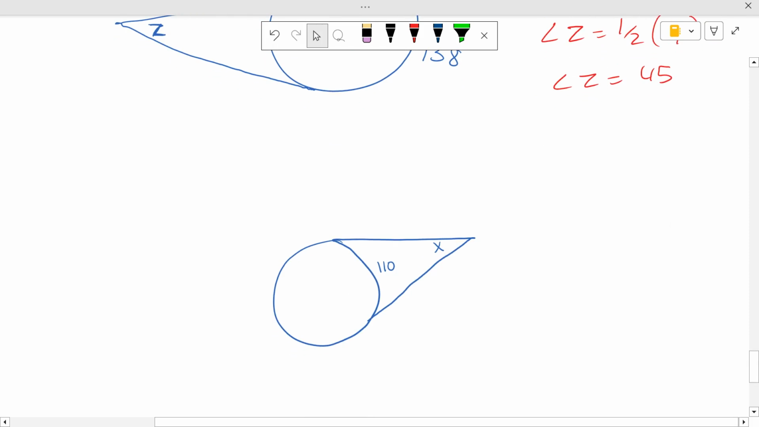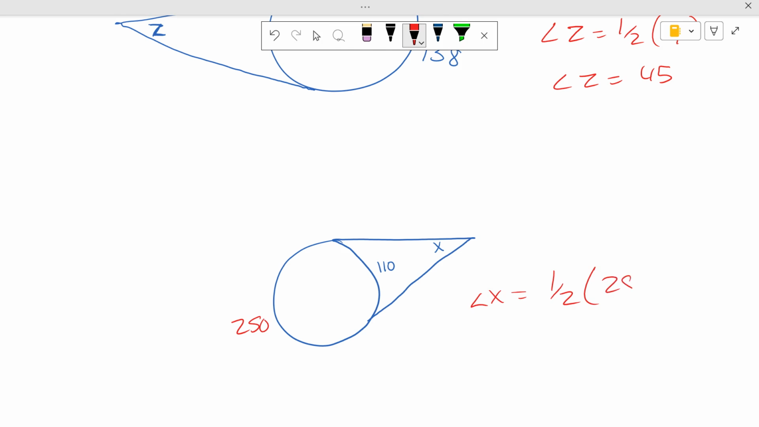Again, X is on the outside of the circle. An angle on the outside, you take the big arc minus the little arc. If this is 110 from here to here, what is it from here to here? 250, because there's 360 degrees in a circle. So angle X equals 1/2 of the big arc minus the little arc. So it's 1/2 of 140, which is 70.